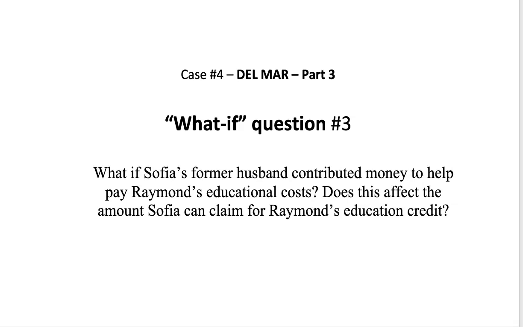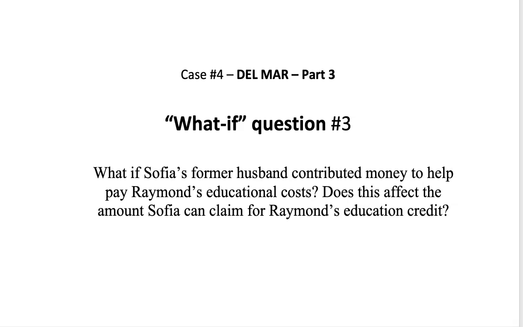And finally, what if Sophia's former husband had contributed money to help pay Raymond's education costs? For example, had made payments directly to the university for some of those costs not covered by the scholarship. Does this affect the amount that Sophia can claim for Raymond's education credit? And oddly enough, the answer is no, it does not. Payments made by others for education of a dependent are deemed to be made by the parent, the taxpayer, and are treated just as if the taxpayer had made the payments themselves.